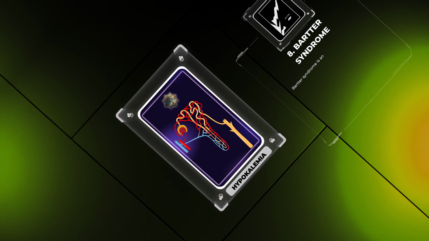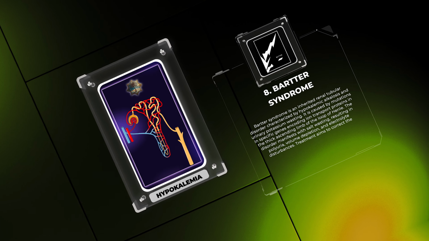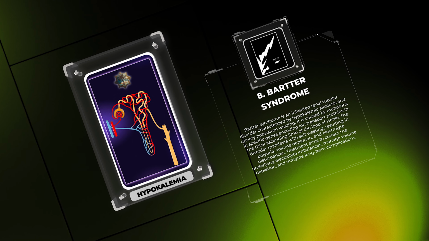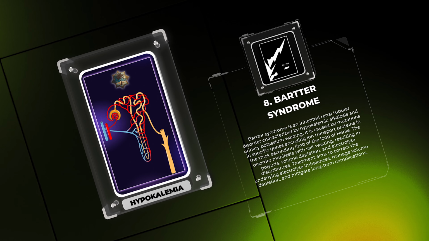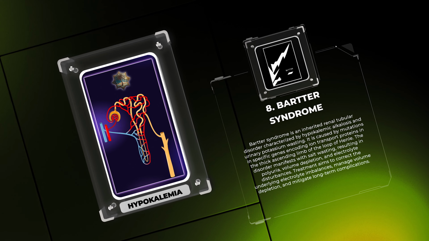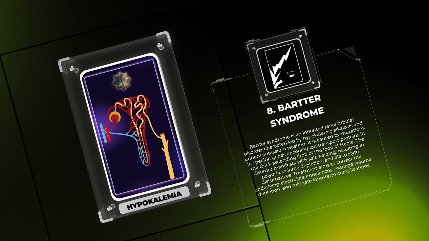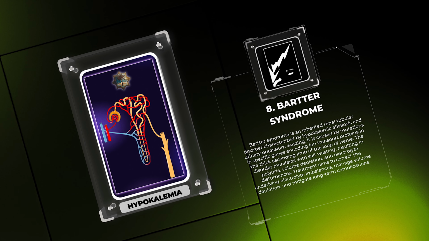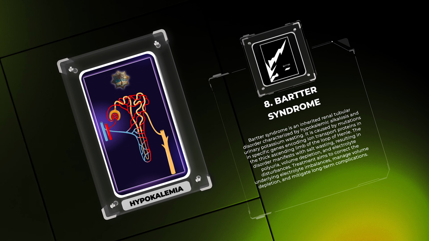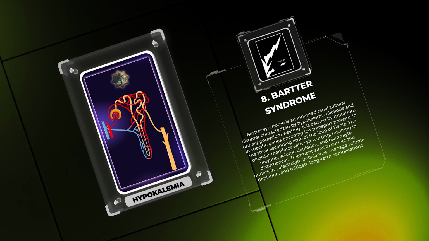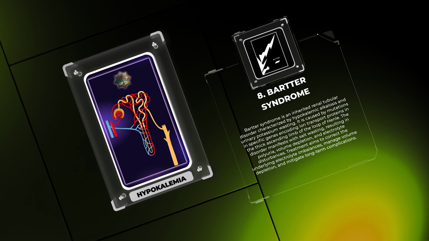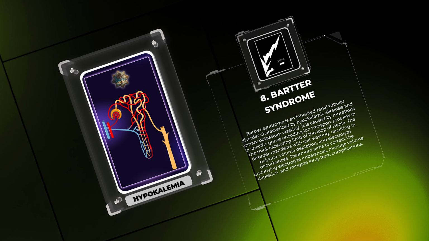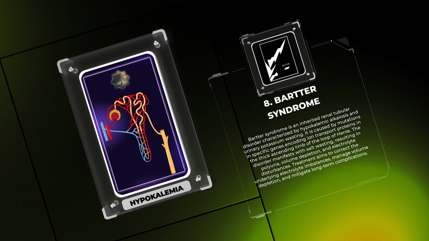Bartter syndrome is an inherited renal tubular disorder characterized by hypokalemic alkalosis and urinary potassium wasting. It is caused by mutations in specific genes encoding ion transport proteins in the thick ascending limb of the loop of Henle. The disorder manifests with salt wasting, resulting in polyuria, volume depletion, and electrolyte disturbances. Treatment aims to correct the underlying electrolyte imbalances, manage volume depletion, and mitigate long-term complications.